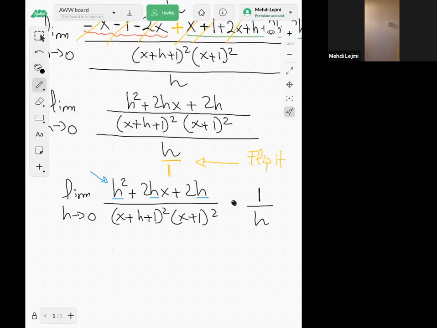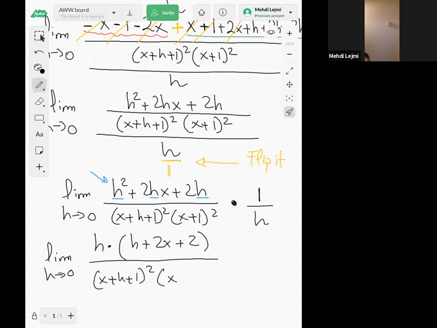So this is a limit, h going to zero, factor out h. Here's my h times h, that will be my h squared. And then h times 2x, that'll be my 2hx. And then h times 2, that'll be my 2h, right? Over x plus h plus 1 squared, x plus 1 squared, times this 1 over h. So you see, once you factor out h, this h cancels out with this h.